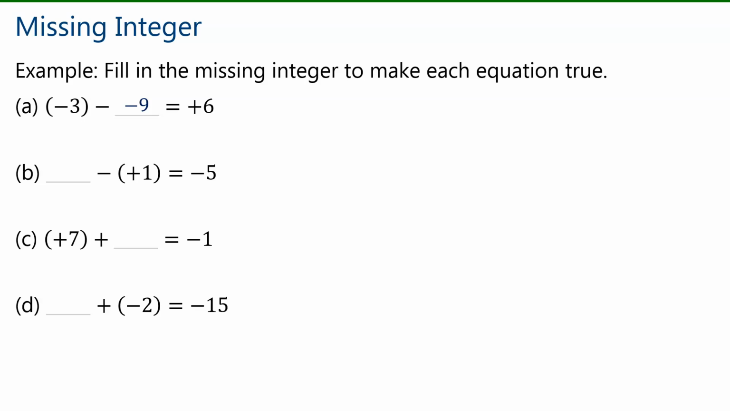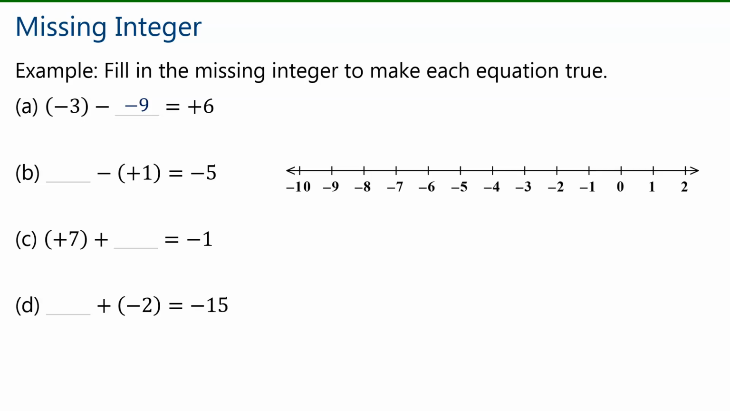Now for B, once again you can do guess and check, or you can always use counters or a number line even. So if I look at something take away positive 1 being negative 5, I know that when we subtract on the number line, the second number is where we start. And the answer is actually how long our arrow is and the direction at which it points. So negative 5 means my arrow is 5 spaces long and it points to the left. So that means the first number must be negative 4.